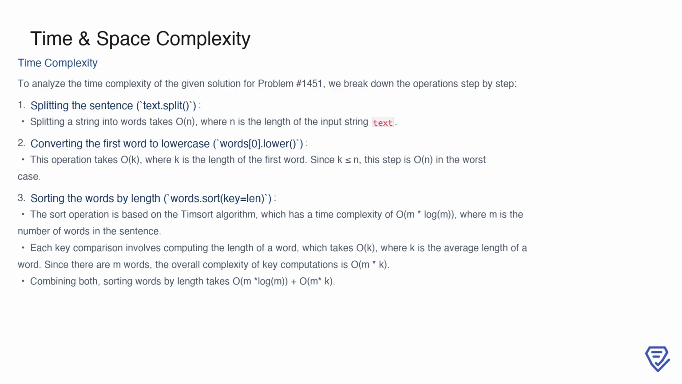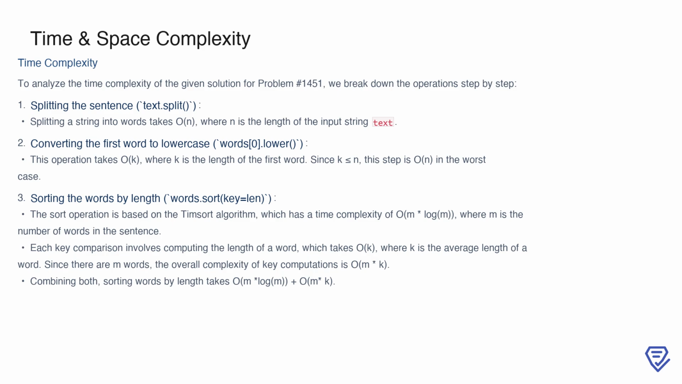Sorting itself has a time complexity of O(m * log m), where m is the number of words. However, since the key function computes the length of each word, this adds an additional O(m * k) complexity, where k is the average word length. Combining these factors, sorting the words by their length results in a total complexity of O(m * log m + m * k).